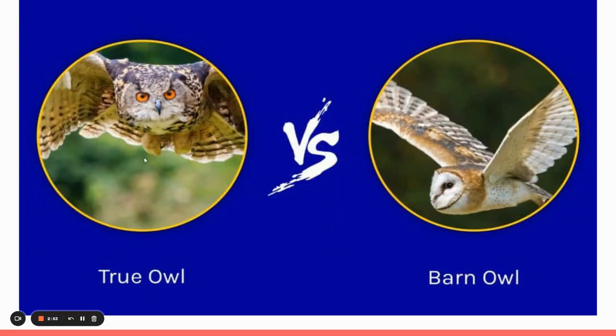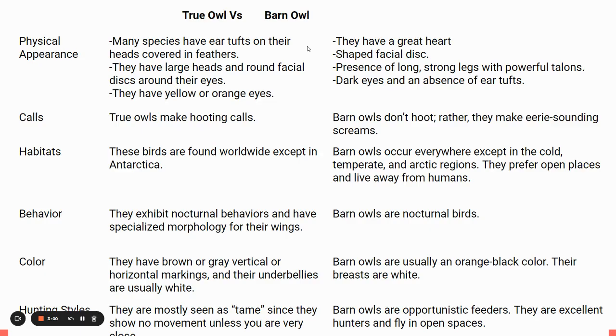So what's the difference between a true owl and a barn owl? If we're looking at it, we see the faces are a little different, right? And we see the eyes. Here are the differences. The true owl is going to have little ear tufts, which means little bitty feathers coming off their ear. A true owl has a large, round head, and they have yellow and orange eyes. And a barn owl has that circular face, but it's almost a heart shape, and it has dark eyes. And a true owl makes a hooting sound.